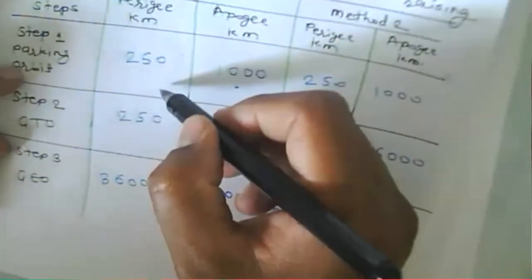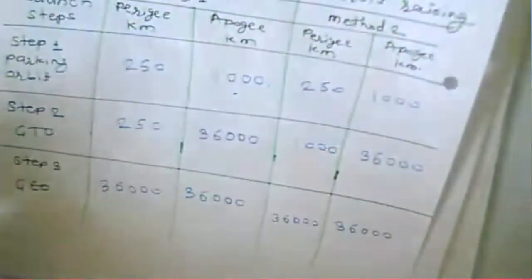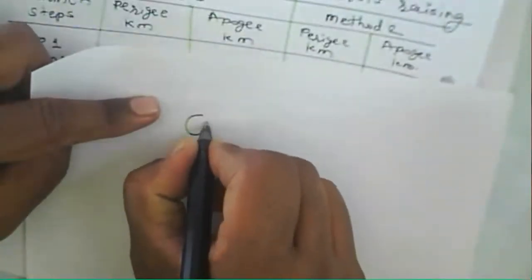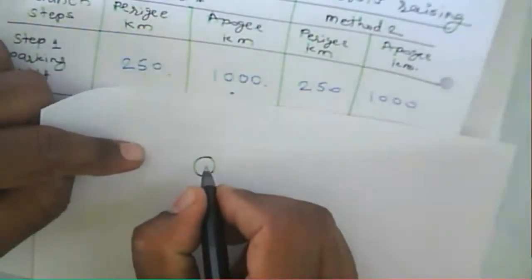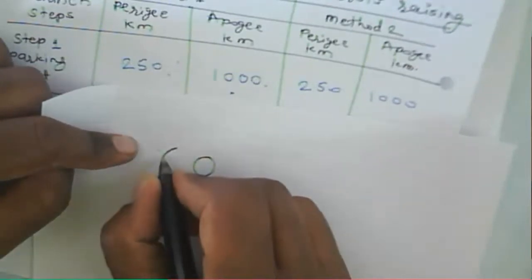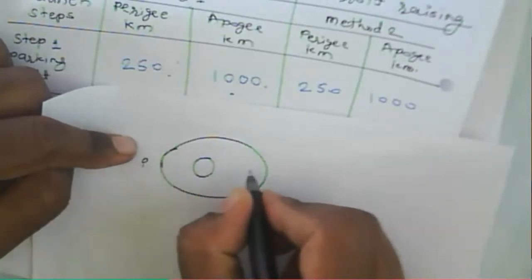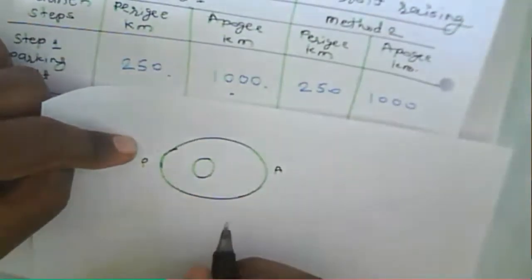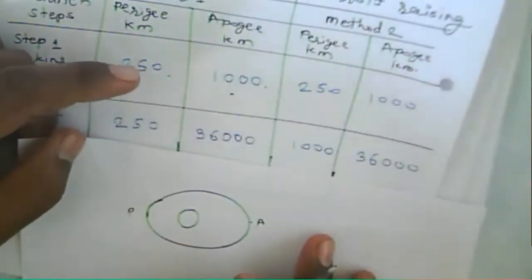Now, in the case of method 1, in the first step we have a perigee of 250 and an apogee of 1000. Okay, so what does a perigee of 250 mean? We consider here the earth. Perigee means the point that is nearer. So this is the nearer one. This one is the perigee, and this one is the apogee. This perigee is about 250 and apogee is about 1000.